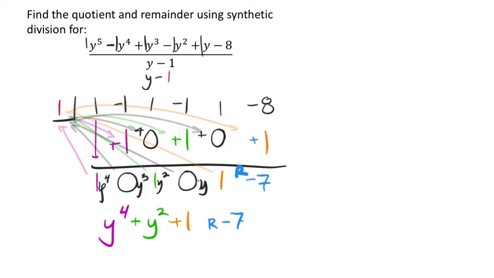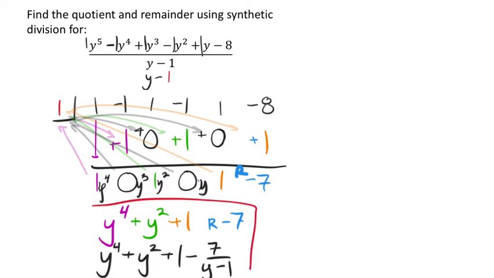Now, that's one way to do it. The other way is to write the remainder into the quotient. So y to the power of 4 plus y squared plus 1, and I'll make that minus 7 over the original denominator or divisor, which was y minus 1. I caught the y's earlier that time, so I feel better about it, but hopefully you catch it earlier than I did.